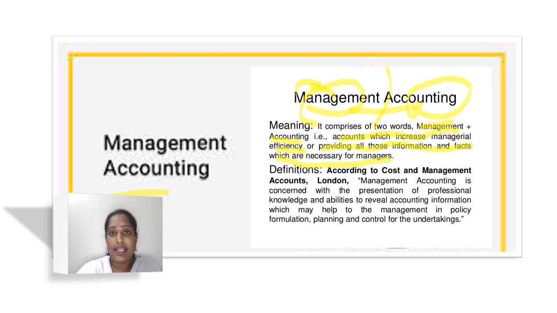They go for analyzing, and they can interpret and forecast how the company is going to be after 5 years. Based on this, the management accounting will be giving you the information. The tools can be anything. They can go for comparative statement, common size statement, or trend analysis.